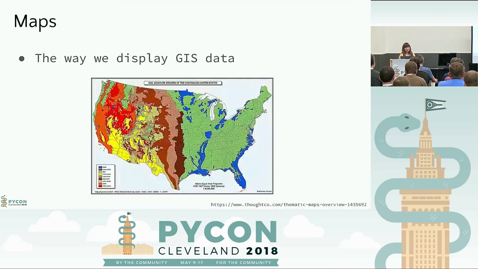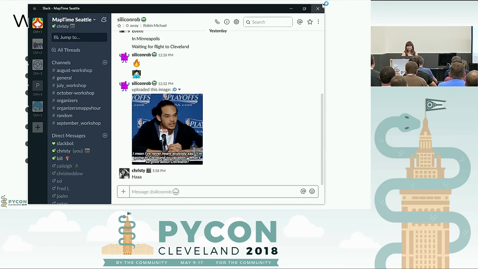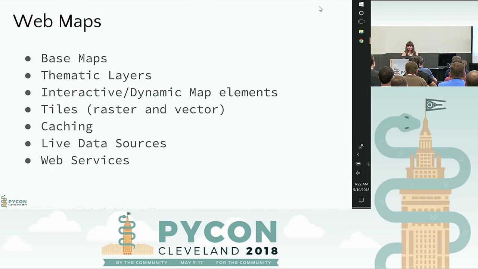So the result of all that is maps, and that's the way we display our GIS data. Web maps are kind of a whole different beast. They'll have some kind of base map associated with them, and we're going to look at that a little more later, and then they'll have some kind of thematic layer on top of it, but they're also dynamic. They have dynamic elements, so you can turn layers on and off right there in the browser, and then they use base map tiles, which I'll show you later, and those tiles are cached. You might also have live data sources and web services that are getting called when you click on a web map, so web maps are a whole different animal.